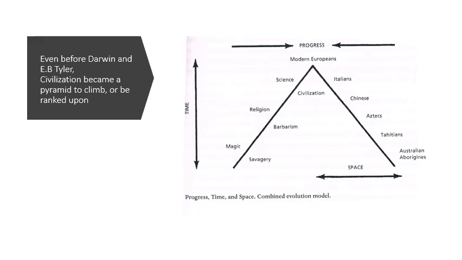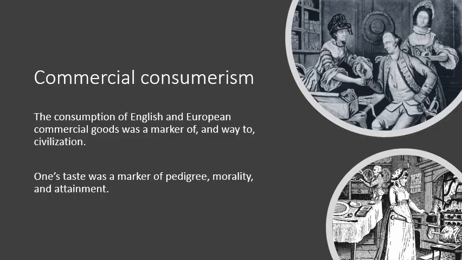As you move down from the purported pinnacle of modern progress, which is Europeans, you get down to different levels of savagery and different levels of organized religion, until you get down to the most basic people, who are the wild men of the day. As you see in this category, Italians didn't even rank up with modern Europeans. As you move down the civilization pyramid, you go from civilization to barbarism to savagery, and so on. This is a very popular model, conceived by E.B. Tylor, but even before that, as you read in your reading, civilization was something to be climbed up and something to be ranked on, as Europeans encountered all these different peoples across the world and attempted to put them in their place.